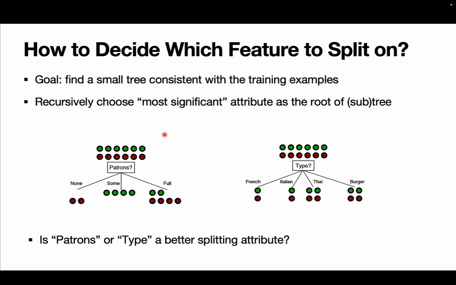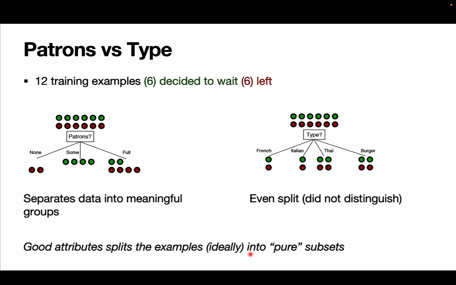To sum up everything we discussed until this point, the big goal in decision tree construction is to find a small tree that is consistent with the examples. In other words, at any given level, we have a set of training examples, and we must decide which attribute will provide the best split. In this example, do you think patrons or type is a better splitting attribute? To answer the question correctly, we need to analyze the example.